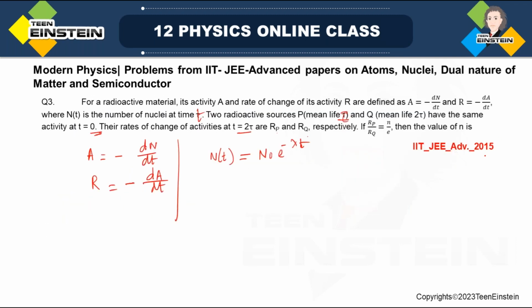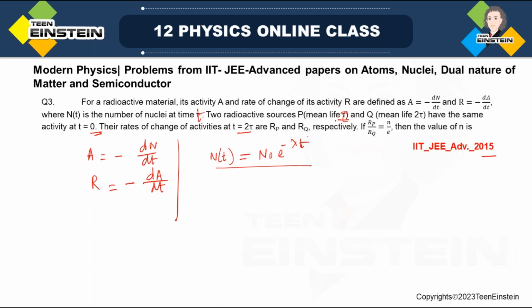I think this is also the 15th question, 2015 JEE Advanced. Now I'll just explain the question once again. The question is that for a radioactive material, the activity A and the rate of change of activity R are given as A is equal to minus dN by dt, R is equal to minus dA by dt, where N of t is the number of nuclei at any time t.